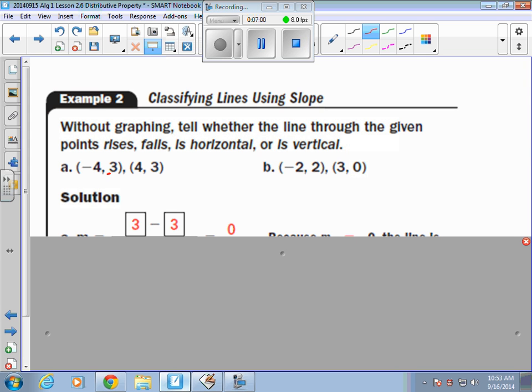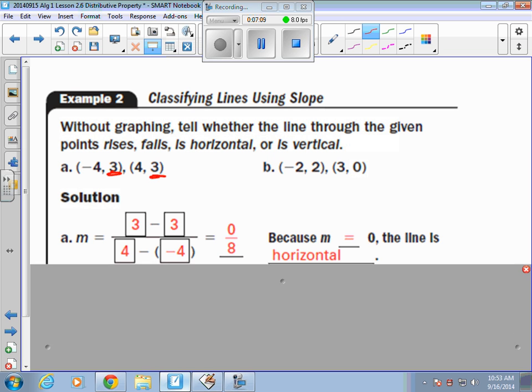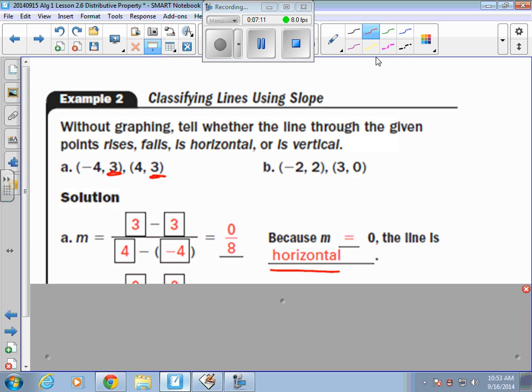Okay? First thing, you have two values that are the same, 3 and 3. When you subtract 3 minus 3, remember y is going to be on top. You're going to get 0. 0 divided by anything is going to be 0. So it's a horizontal line.